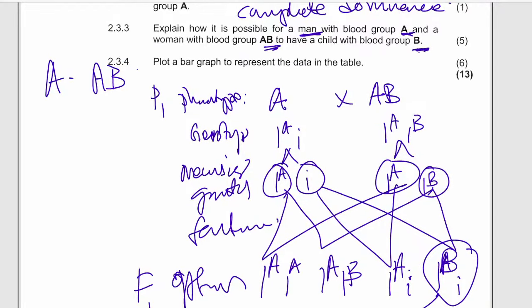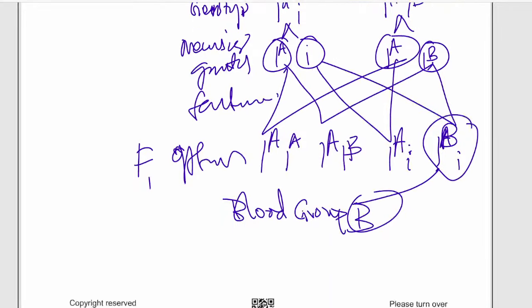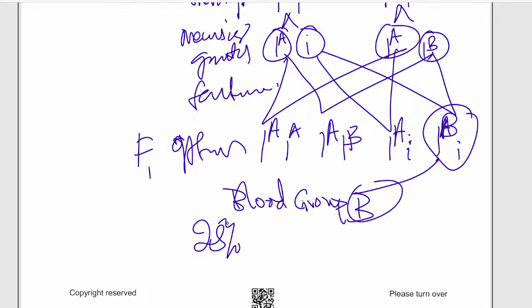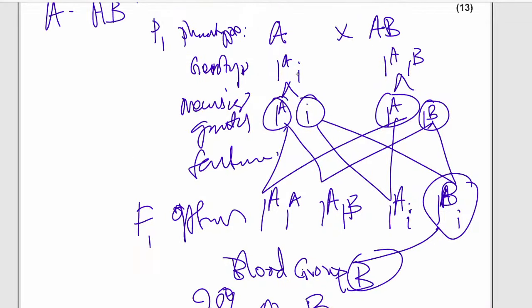Did I ask the percentage? Nope. How is it possible? Meaning that you have a 25% chance of having a person of blood group B. Meaning that you can explain in terms of the cross, and then the recessive allele from blood group A will be passed to the child from the mother.